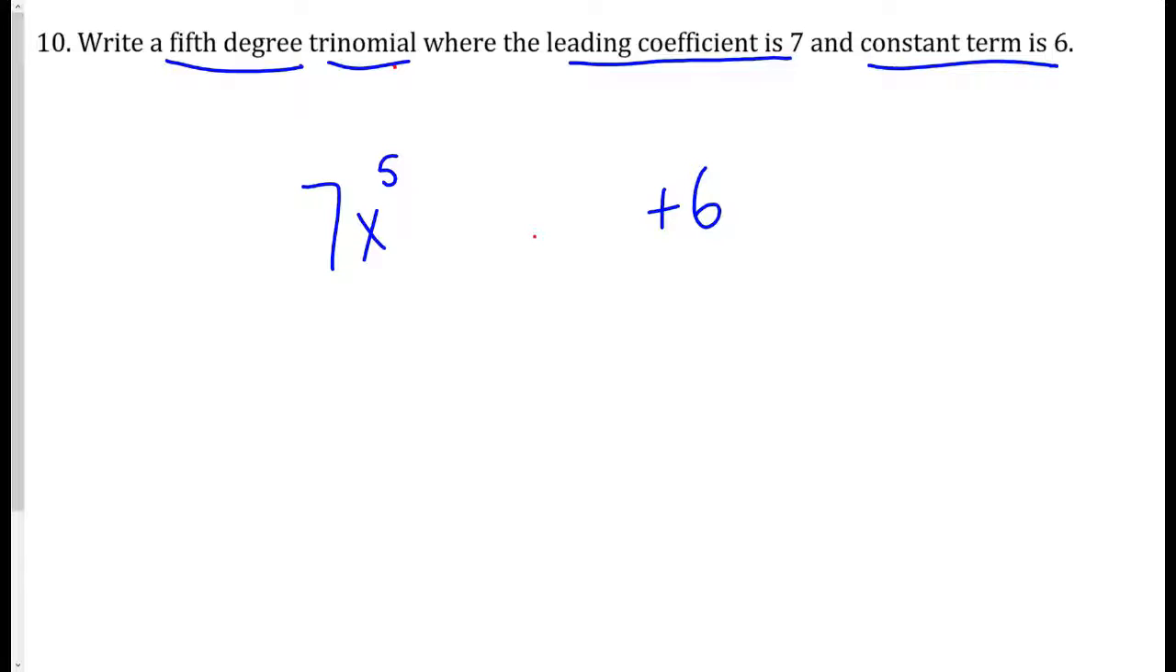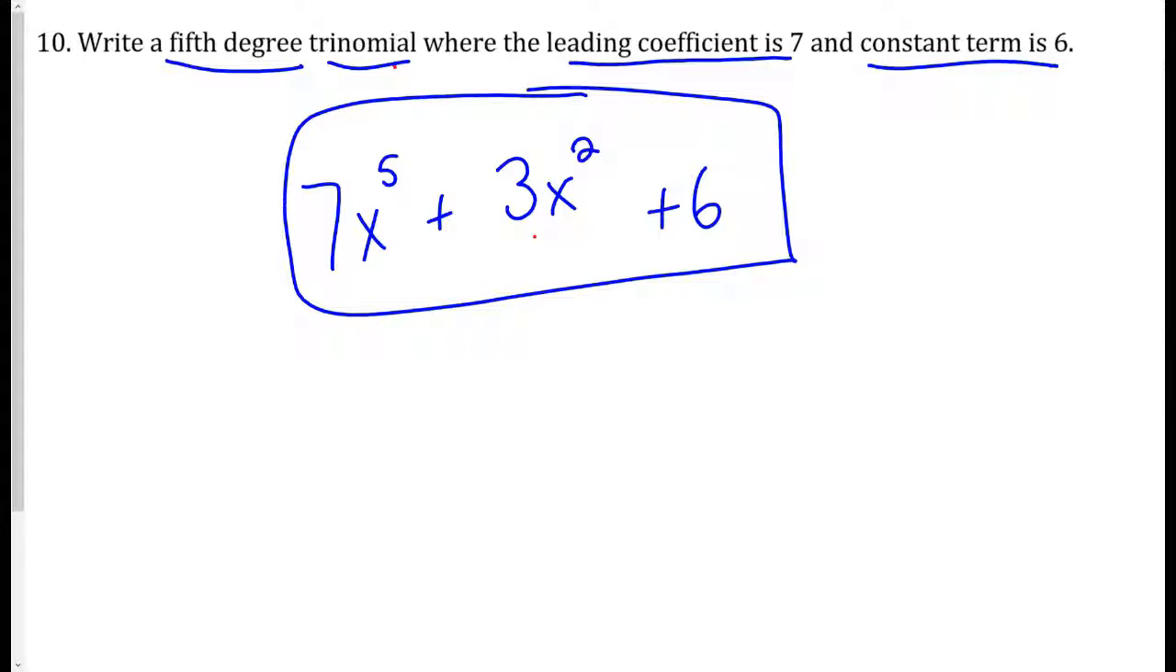So this would be good, but I asked for a trinomial, not just a binomial. So somehow you need to make this a trinomial, so I add a plus 3x squared. You could put whatever thing you want in there, as long as its power is not x to the fifth. It needs to be x to the fourth, x cubed, x squared, or x, and our constant is 6. So this was just reviewing polynomial vocabulary.